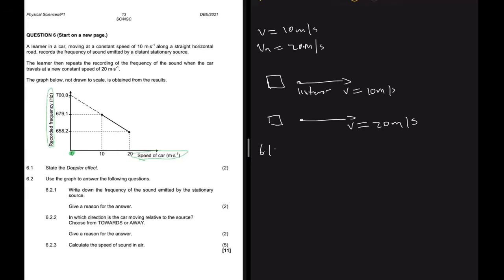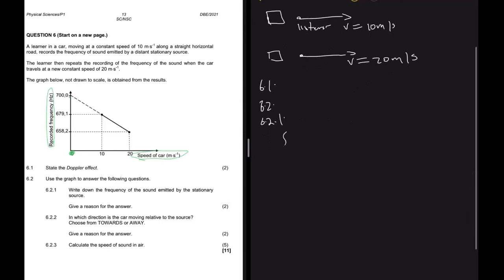6.2 says use the graph to answer the following questions. 6.2.1, write down the frequency of the sound emitted by the stationary source. So the equation we have for the Doppler effect is that the frequency observed by the listener equals V plus or minus VL divided by V plus or minus Vs, multiplied by the frequency emitted by the source.